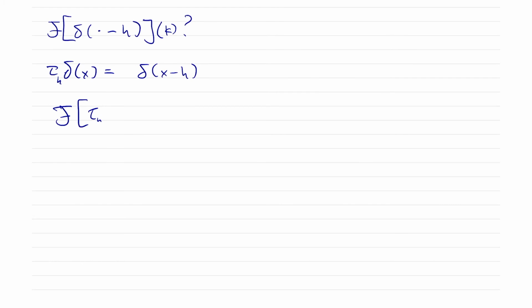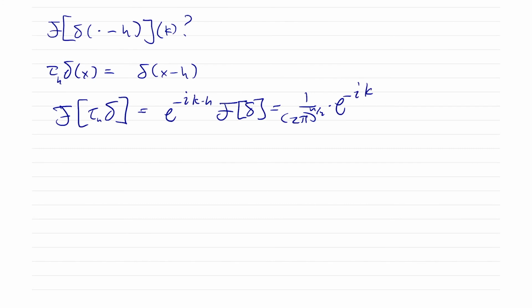And then we get delta here. And so then this is going to be e to the minus i, say, k times h times the Fourier transform of the delta function. And so it's going to be 1 over 2 pi to the n over 2 times e to the minus i k dot h. Alright, not bad.